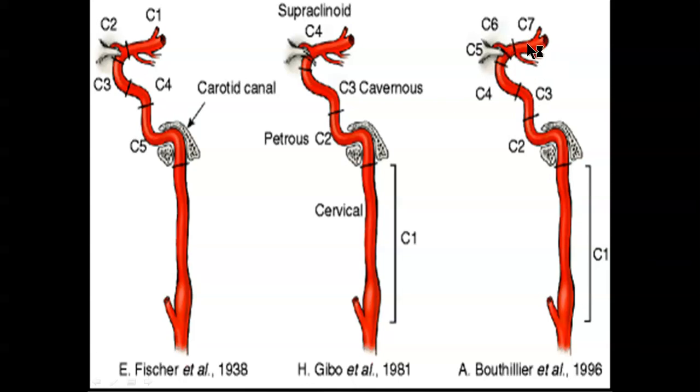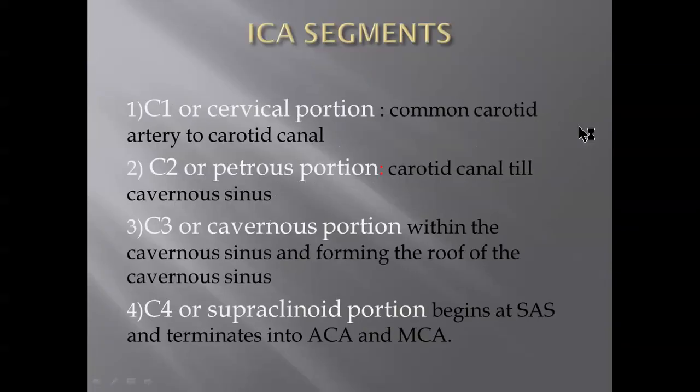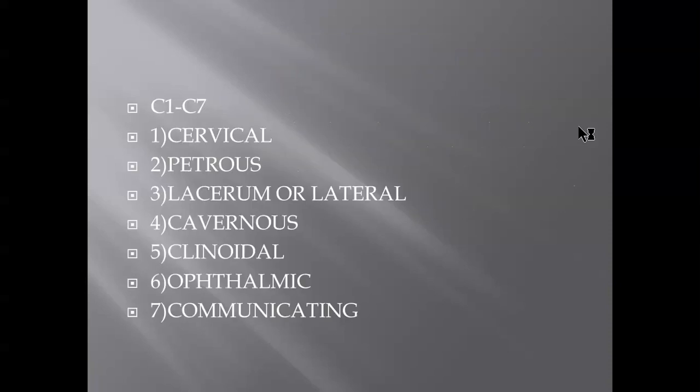further divided into C6, C7. But this supraclinoid part itself is further divided into Gibo classification. So at the level of supraclinoid, at the level of this area and this area, things haven't changed much. Just the only difference in the Boutelier classification is he added two segments, C3 and C5. That is the LACERUM part and the clinoid segment. C3 LACERUM segment and the clinoid segment.